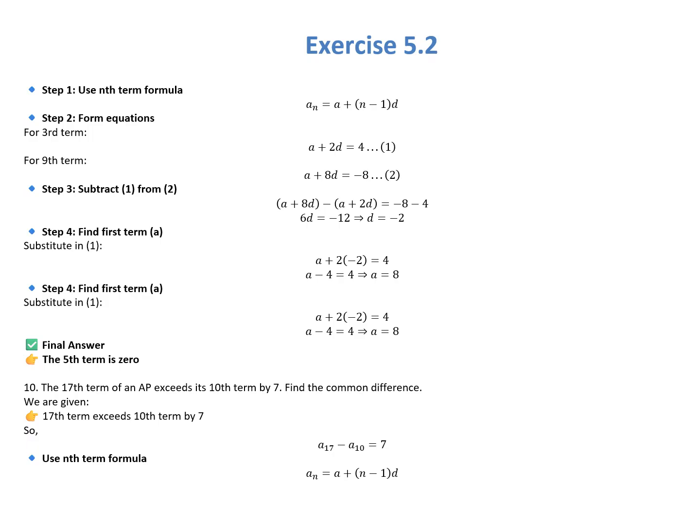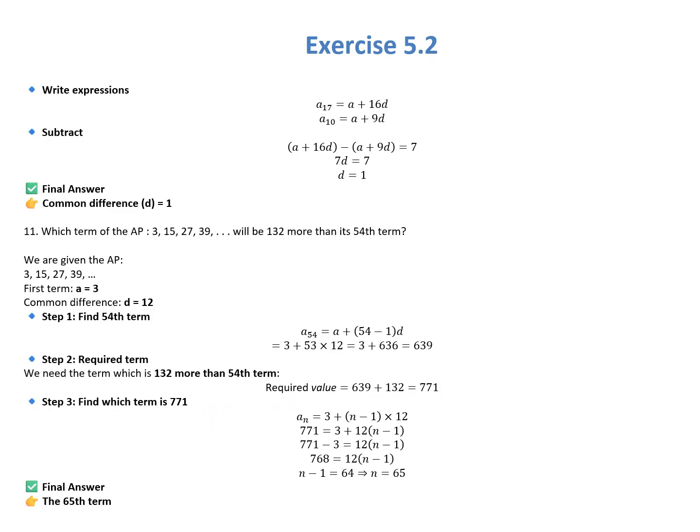The 7th term of an AP exceeds the 10th term by 7. Find the common difference. So the 7th term exceeds the 10th term by 7. So the 7th term minus the 10th term is equal to 7. This is a simple equation. So we'll use the formula for the 17th term and the 10th term, and we'll get the value as 7. We'll move to the next slide and see the solution.